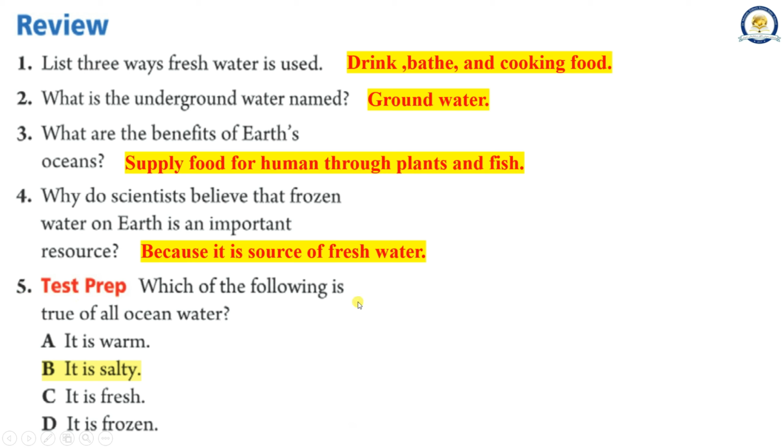Test prep. Which of the following is true of all ocean water? A. It is warm. B. It is salty. C. It is fresh. D. It is frozen. Correct answer is B. It is salty.